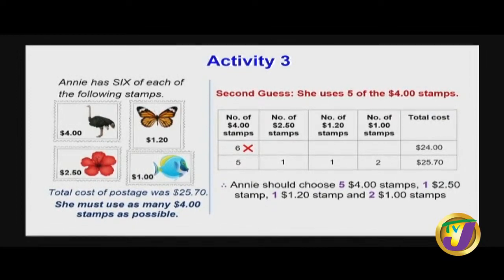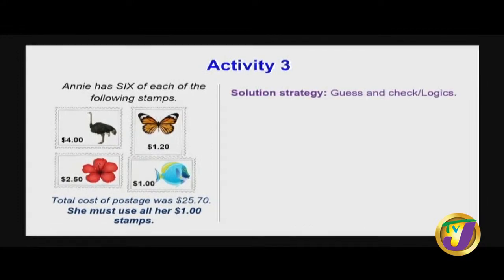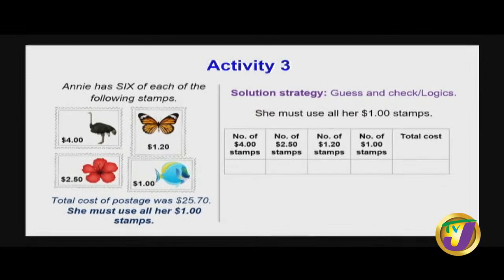All right, let's move to part B of the next section. So we're still posting the same package, right? Right, but they gave us another condition. She must use all her $1 stamps. So again, we're using guess and check, but all our $1 stamps, we must meet that condition, which is all 6. So right away we know that $6 is accounted for.